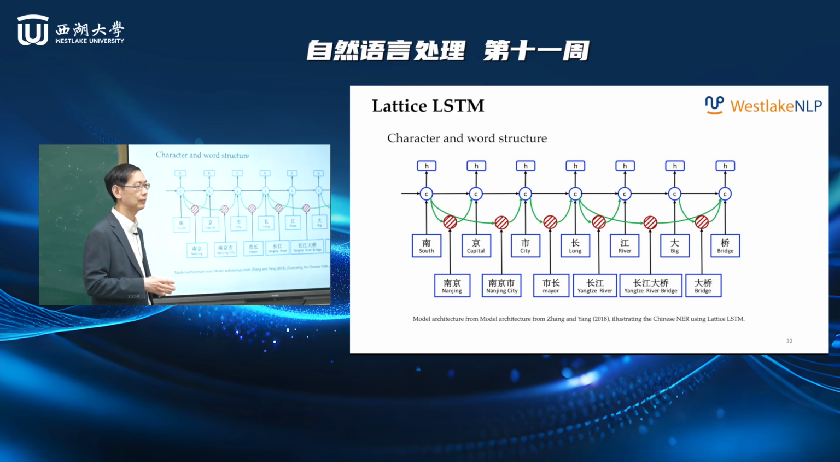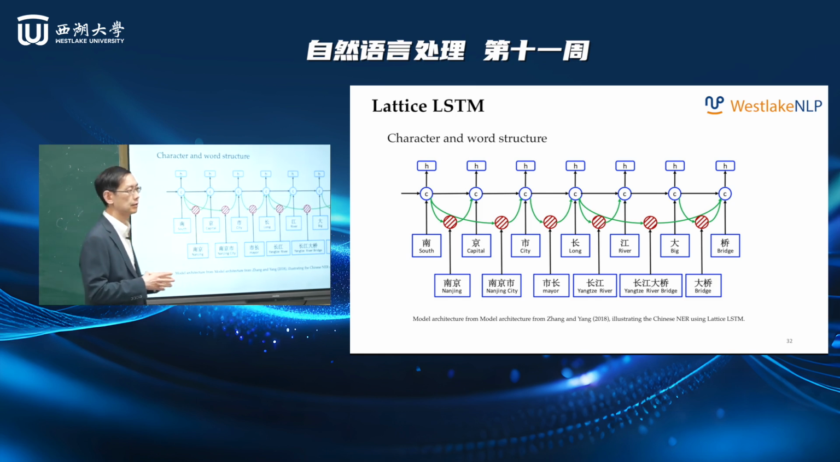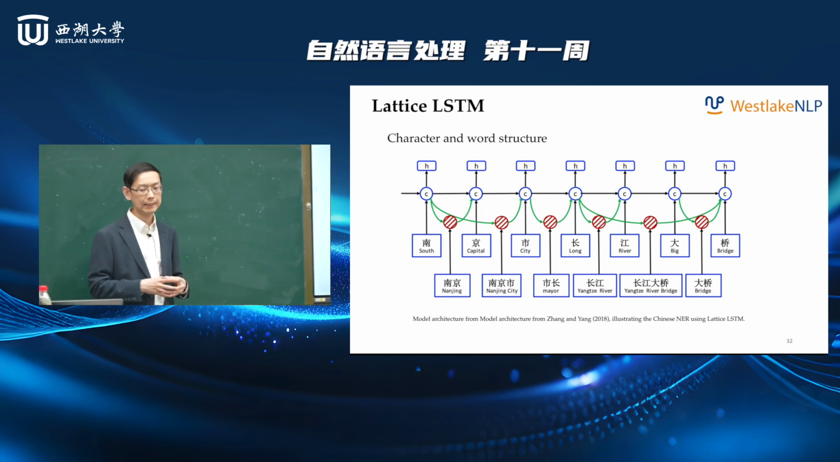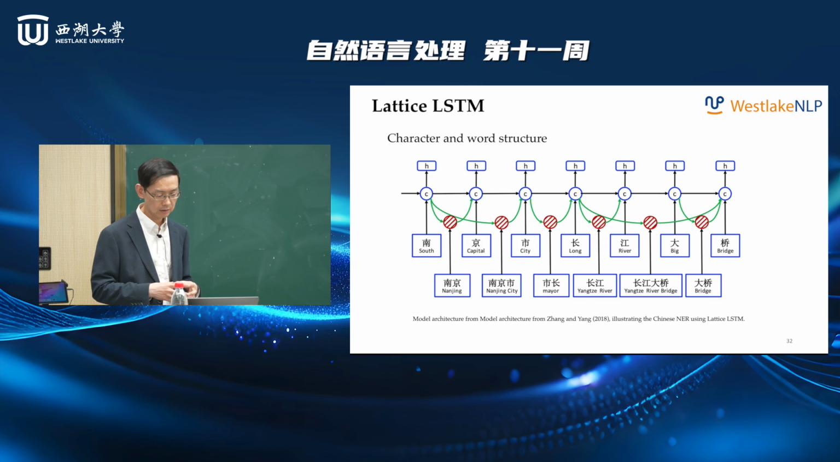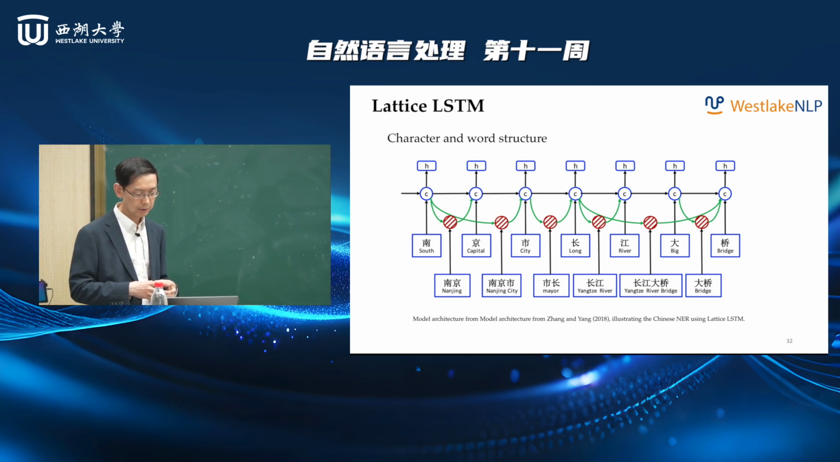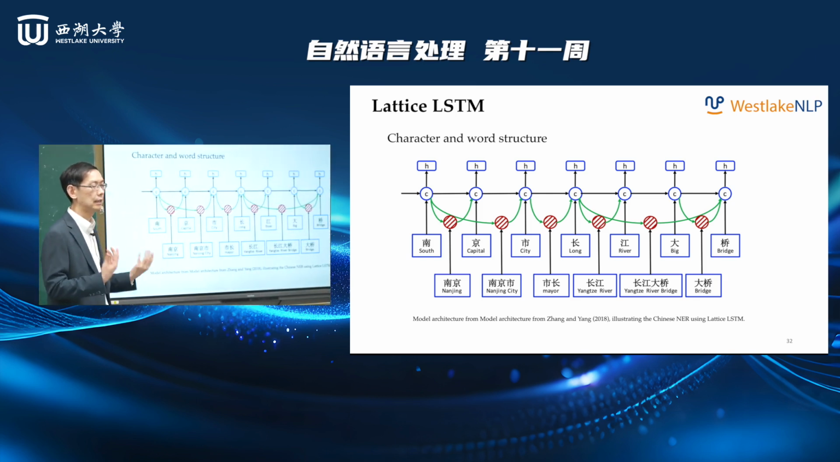And then this forms a lattice, because from every point to every other point, there might be different word and character compositions. So this is a lattice. And I put Nanjing 市, 市长, Changjiang 大桥, etc. All these words from the dictionary into this, and it's a lattice.